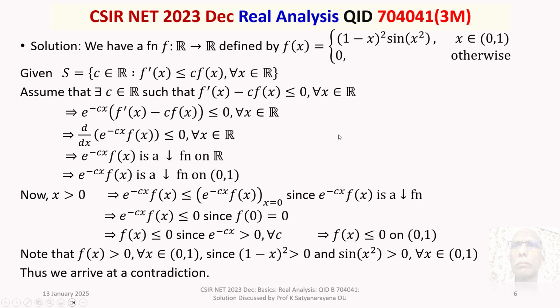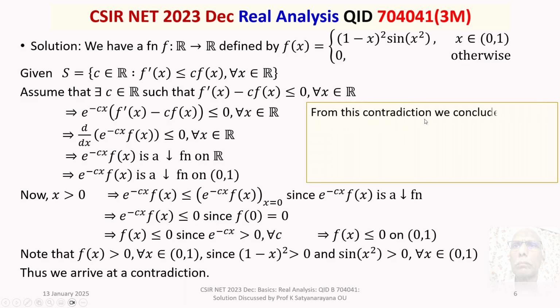This contradiction is because of the assumption that there exists a c satisfying this condition. So from this contradiction we conclude that there does not exist a c belonging to R such that f prime x minus c times f of x is less than or equal to 0 for all x belonging to R. That means the set S, the set of all those real numbers c such that f prime x is less than or equal to c times f of x for all x belonging to R, has no such c. That means S is empty. S is an empty set.